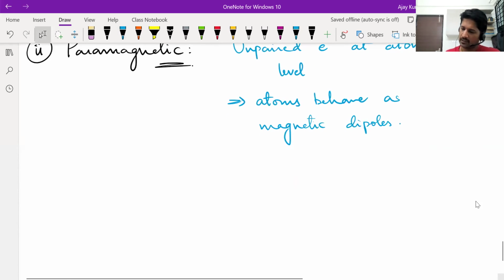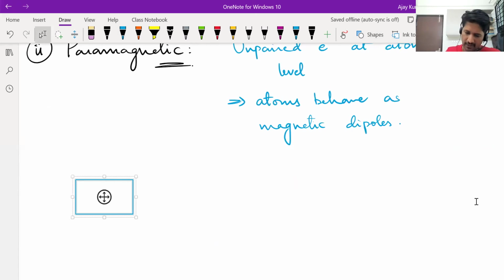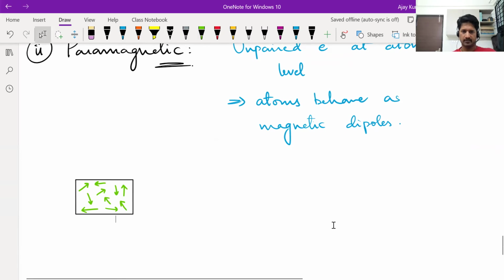Okay, so in a paramagnetic substance, normally, when there is no external field switched on, what you will see is something like this. There will be dipoles at the atomic level, but there is no reason why they need to be aligned in the same orientation. So they'll all be aligned in random directions like this. Okay, there will be, as I said, millions, billions, trillions of such dipoles inside the object.